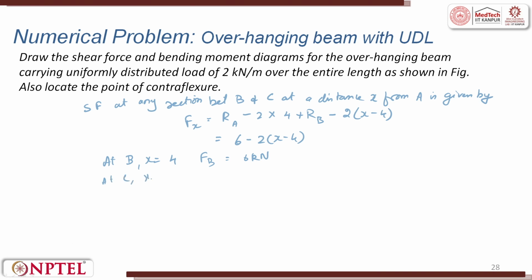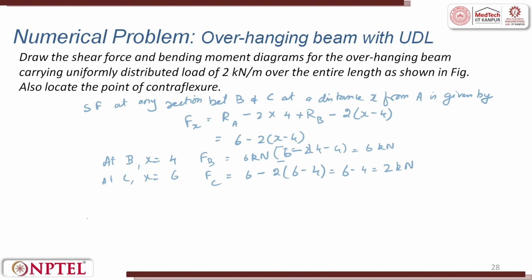At C, when x equal to 6, if you substitute it, you get 6 minus 2 into (6 minus 4). You can go back to the drawing and you can see. So, that will be 6 minus 4, which is 2 kilonewton. If you want to write this also, this is nothing but 6 minus 2 into (4 minus 4), which is nothing but 6 kilonewtons. That is how it comes.